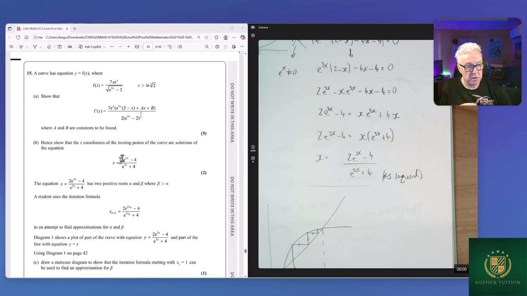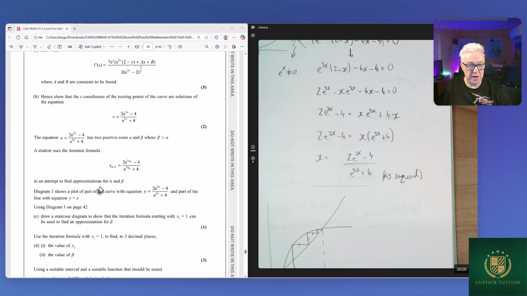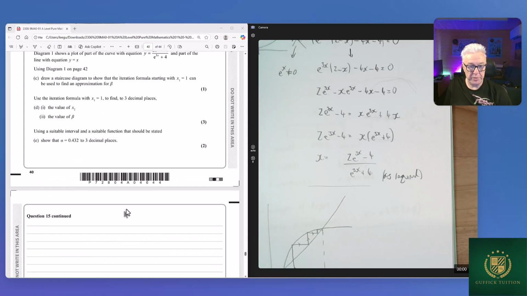The equation given there has 2 positive roots, alpha and beta, where beta is greater than alpha. A student uses the iteration formula given there in an attempt to find approximations for alpha and beta. Diagram 1 shows a plot of the curve and a part of the equation of the line y equals x. Using the diagram on page 42, draw a staircase diagram to show that the iteration formula with x1 equals 1 can be used to find an approximation for beta.